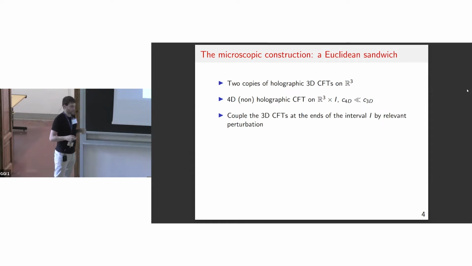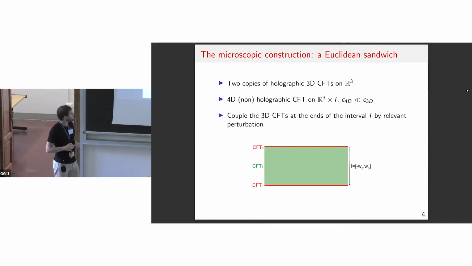And the way we do this is to take the two 3D CFTs and couple them at the two ends of the interval. So now the two 3D CFTs will be interacting, and the interaction will be mediated by this 4D theory on the interval. So this is the picture we should have in mind, where we have two 3-dimensional CFTs, and then a 4-dimensional CFT on the interval coupling them. Now, coming out of these 3D CFTs, we will have two AdS spacetimes. And these degrees of freedom are generally not holographic.